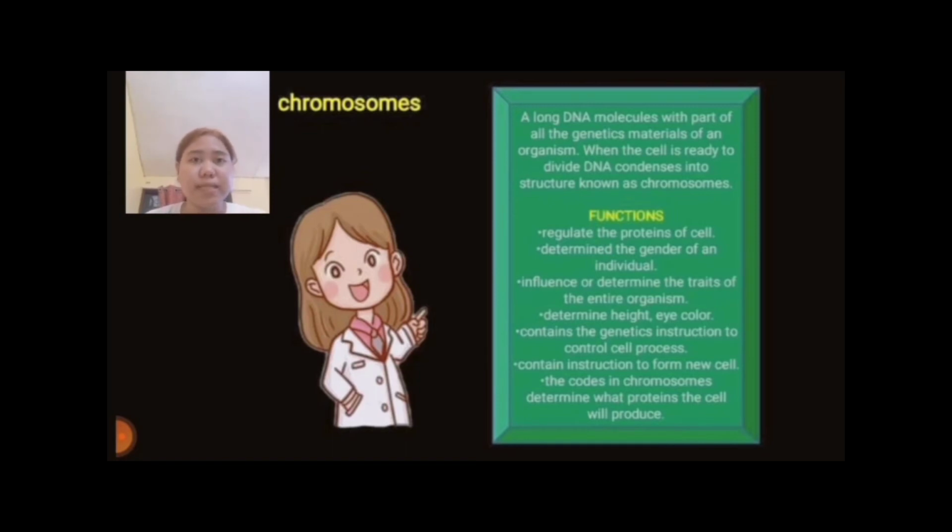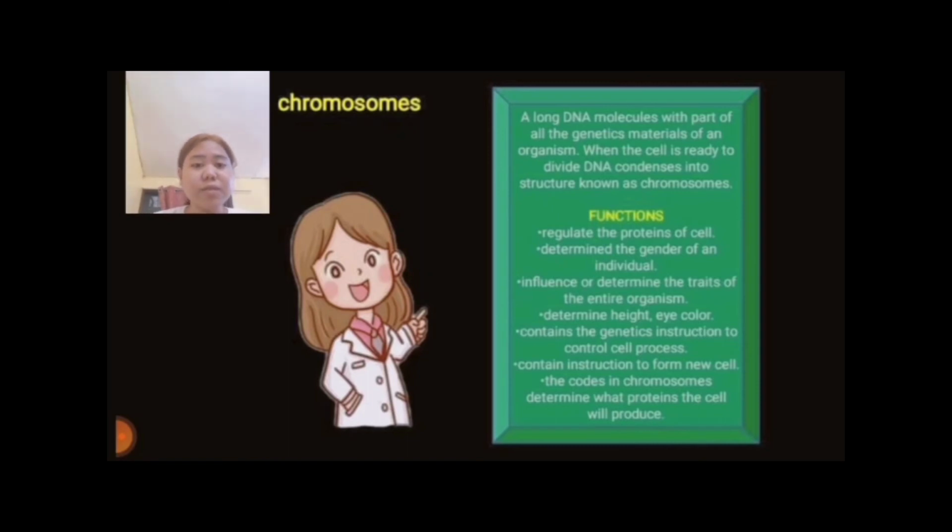So the human chromosomes, guys, are located inside the nucleus of the cell. The chromosome structure holds your genes, so that your genes determine your traits, which is the eye color and the blood. So here's the function of chromosomes. Number one is regulate the proteins of cells. Yes, it regulates the proteins in these cells. And the second one is determine the gender of an individual. So chromosomes, guys, can determine our gender, whether male or female.